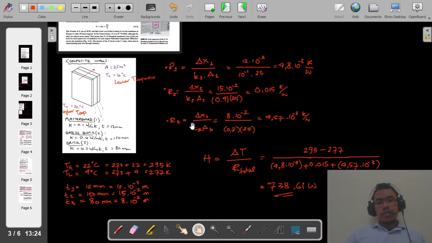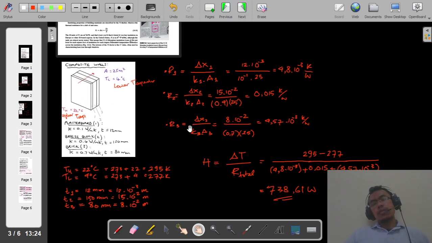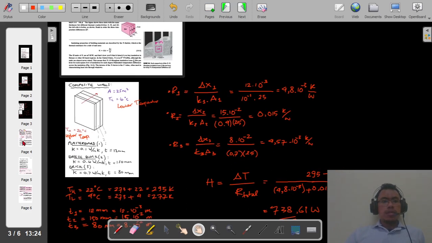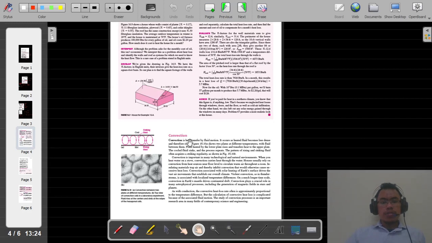Okay, now this is the application of the conductive concept in a composite wall. And after this we are going to learn about another kind of heat transfer, which is convection.